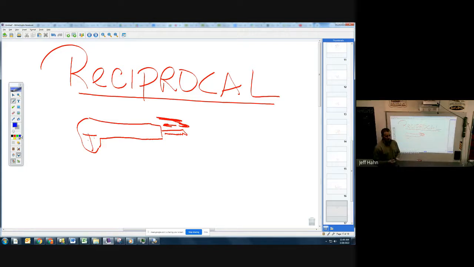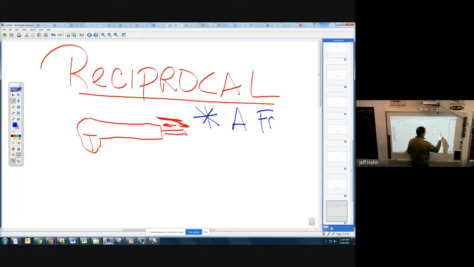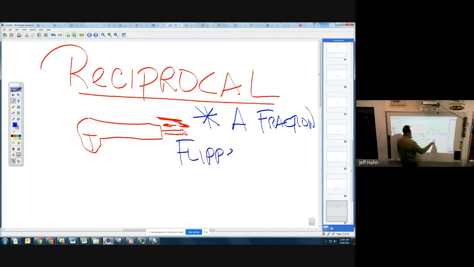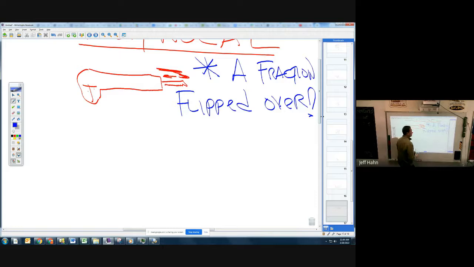But what does reciprocal mean? If you think about this, it kind of runs back and forth. A reciprocal is this. Simply write this down in big letters here. A fraction flipped over. If I ask you what a reciprocal is, that's what you would tell me.